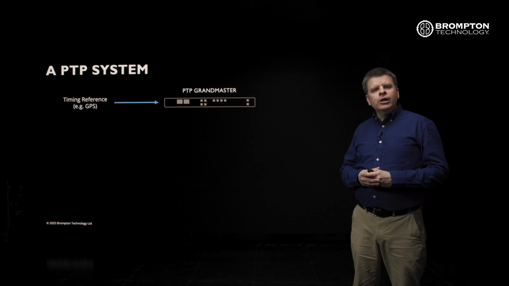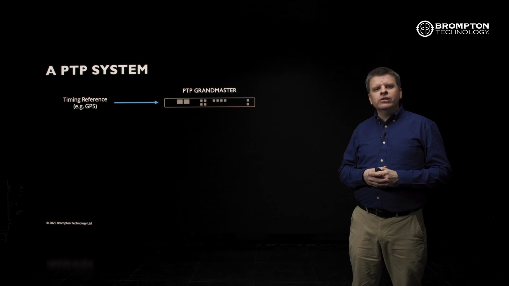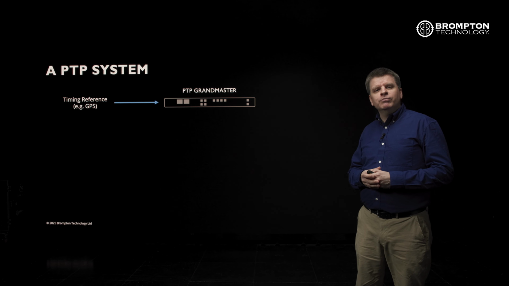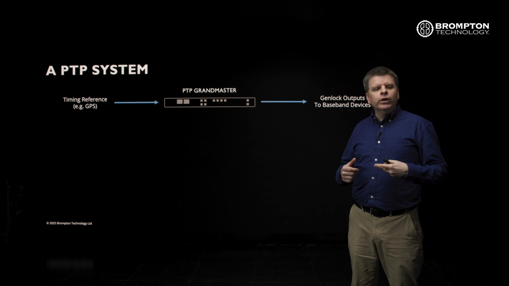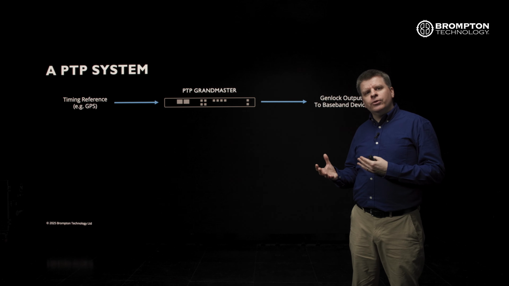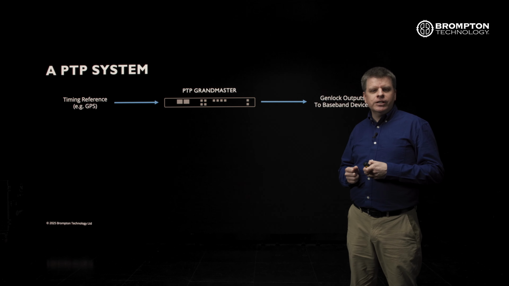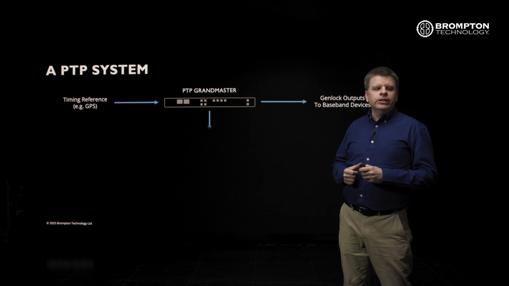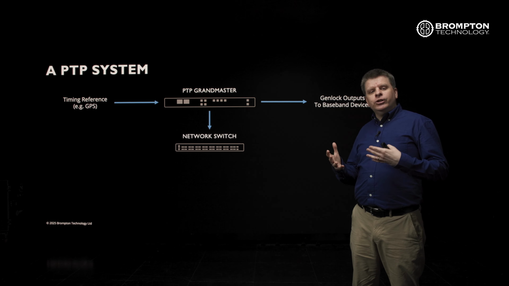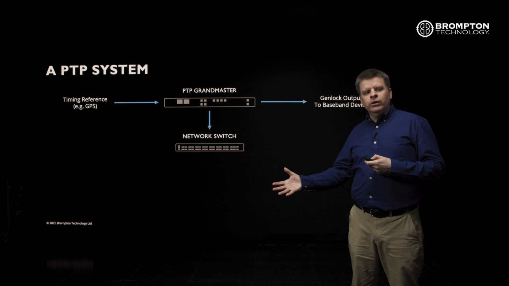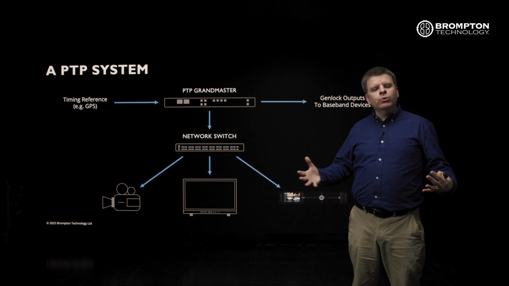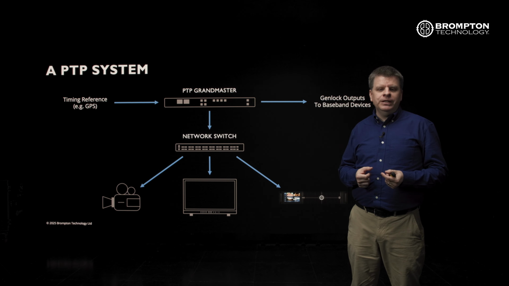So that's great. Now, we're obviously going to talk in a moment about how this works across a network for IP devices, but you may also have some existing baseband devices and you want those to be genlocked to that same timing reference. So a lot of video-centric PTP grandmasters will also provide conventional genlock outputs that you can use with your baseband devices. We're more interested though in terms of what goes on the network. And essentially that PTP grandmaster is going to transmit time information onto your network through the network switch and onto all the devices that you have on your network that support PTP.